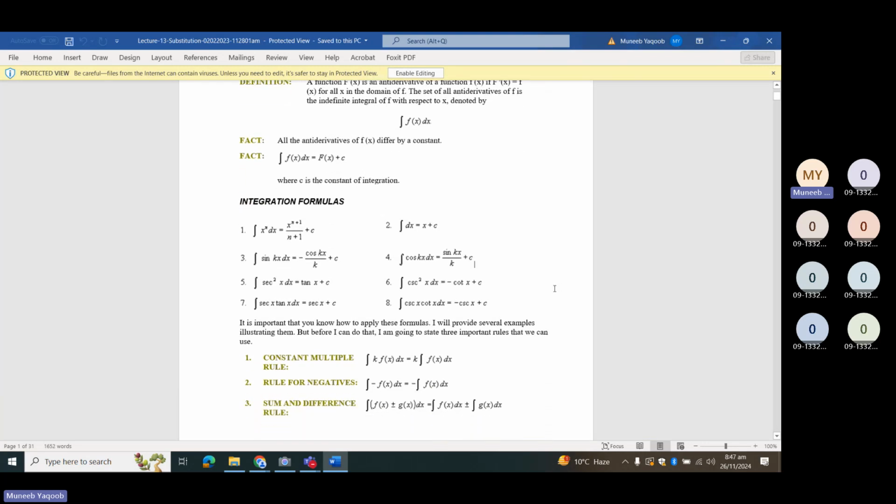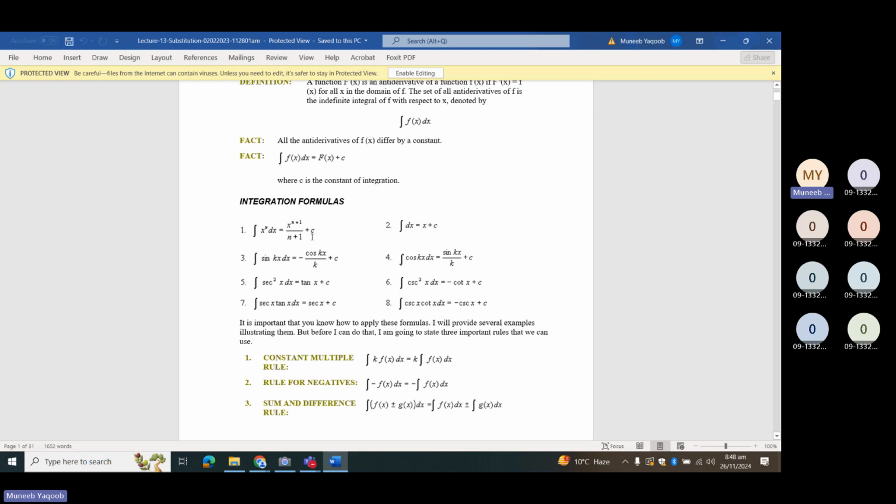I already discussed these formulas with you before the midterm exam when we learned some basic techniques of integration. So it is just a revision of those formulas. If you recall, integral of x power n dx is equal to x power n plus 1 over n plus 1. So if we have to integrate x power 3, it will be x power 3 plus 1 over 3 plus 1 plus c.